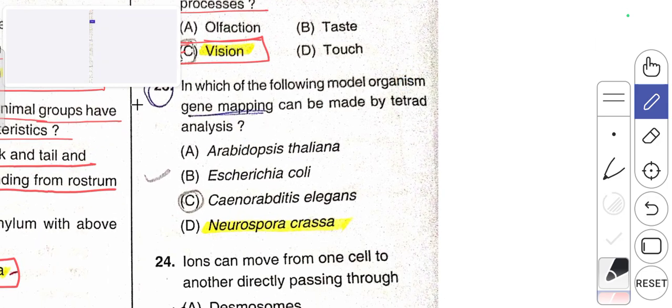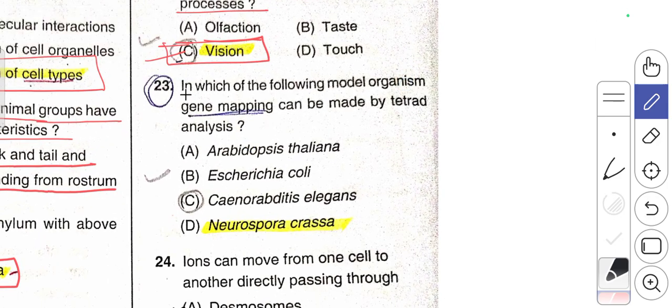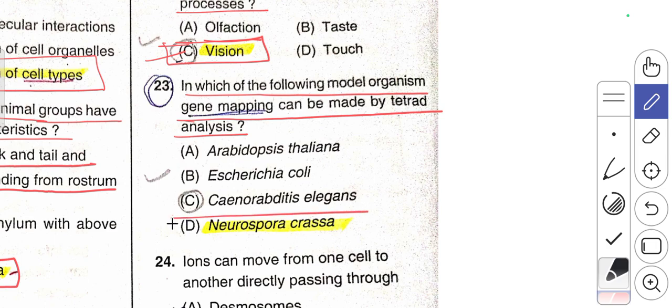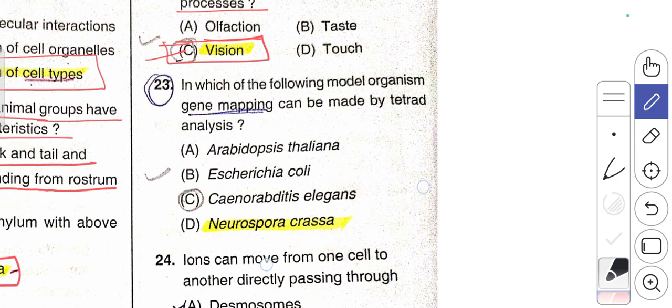Then 23, in which of the following model organisms can gene mapping be made by tetrad analysis, that is in the case of Neurospora crassa, that is a fungus? D is the right answer for this question.